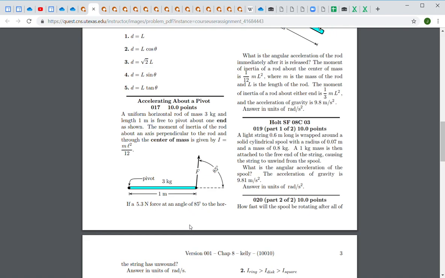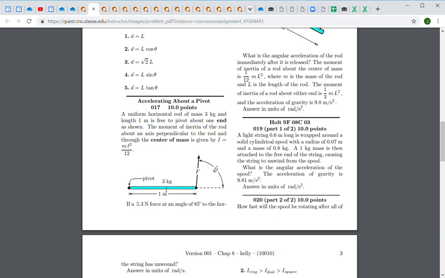Problem 17: a uniform horizontal rod of mass 3 kilograms and length 1 meter is free to pivot at one end. The moment of inertia of the rod about an axis perpendicular to the rod and through the center of mass is given by 1/12 ml squared. Now we should be careful here. That is not the moment of inertia of this rod about this pivot. That's the moment of inertia about the center of mass.